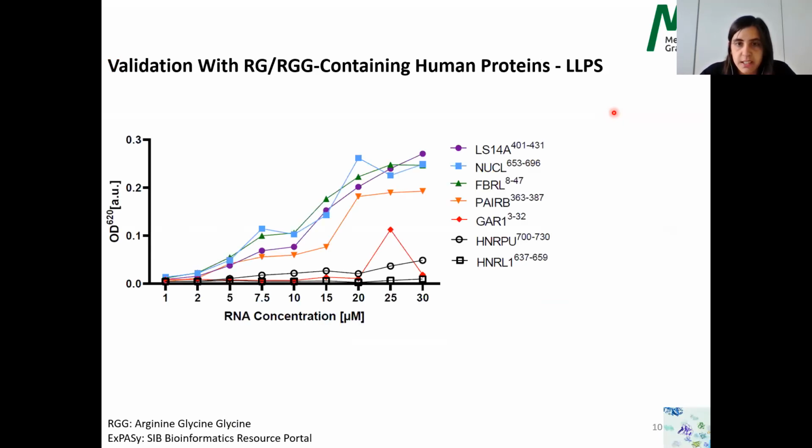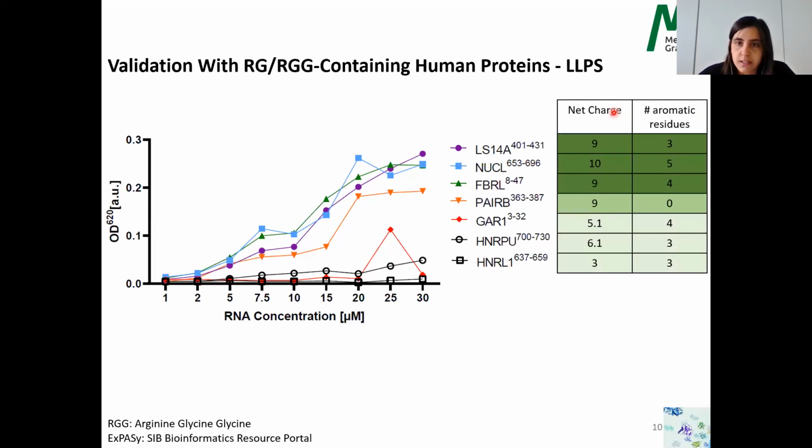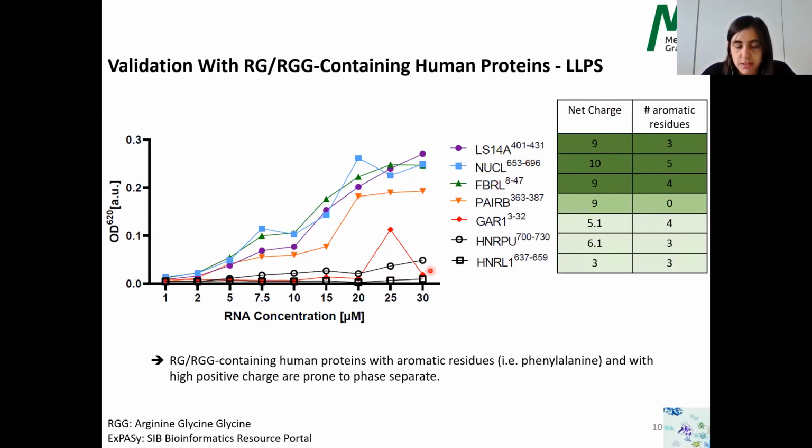I checked their turbidity at UV 620, which is a good indicator for phase separation. I used a constant concentration of peptides and increasing concentrations of RNA. Here you can see the sequences with high net charge and enriched in aromatic residues are prone to phase separate, whereas the sequences with less net charge and fewer aromatic residues cannot form droplets. With this, we showed that aromatic residues and high net charge are important for phase separation.